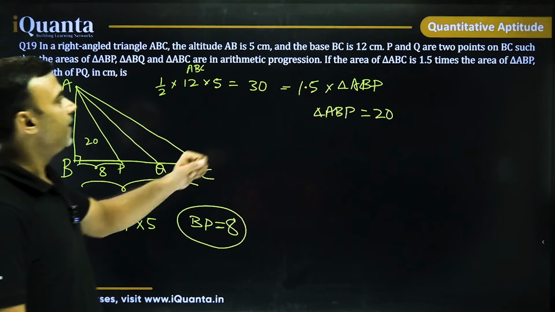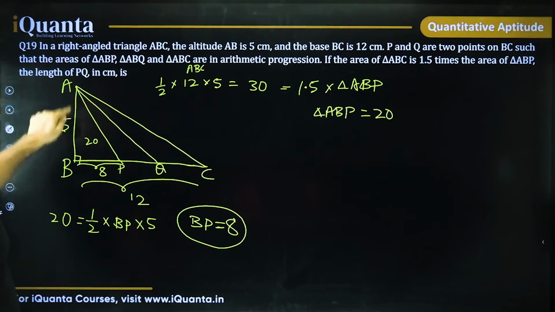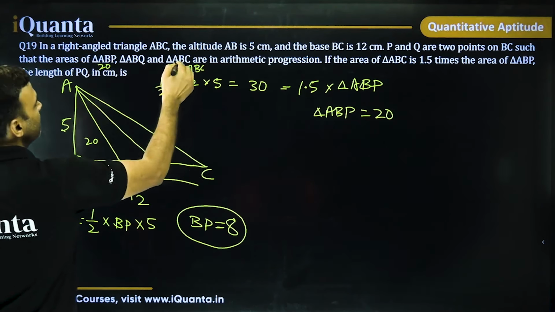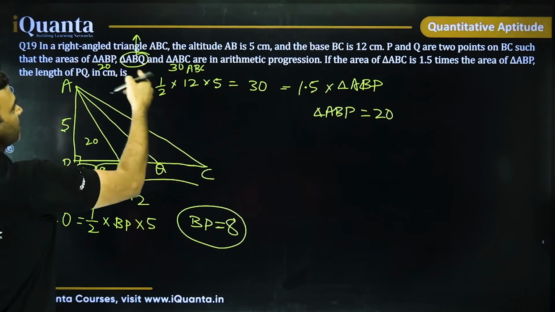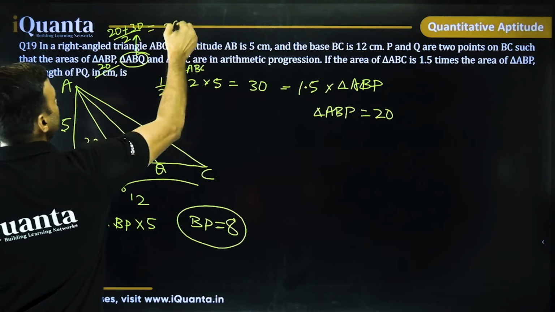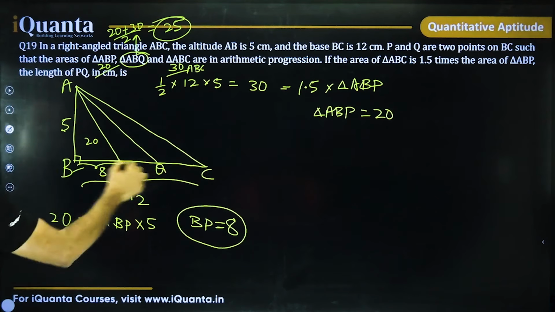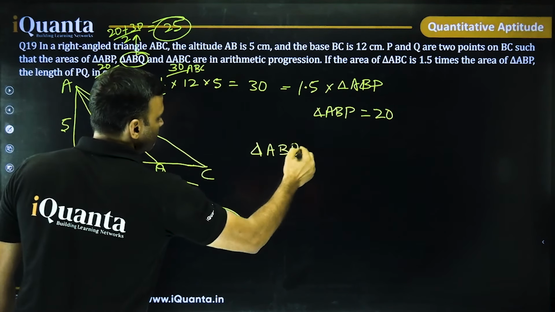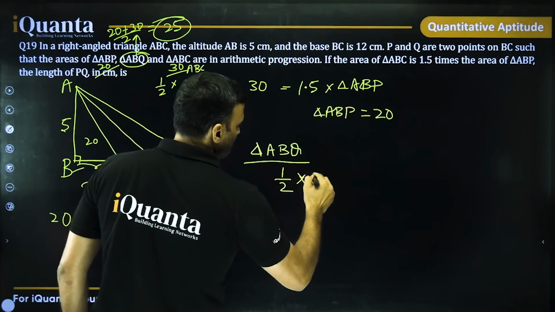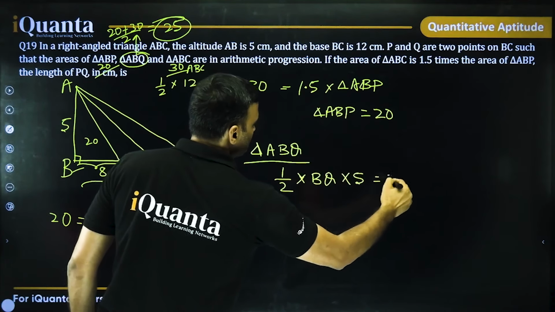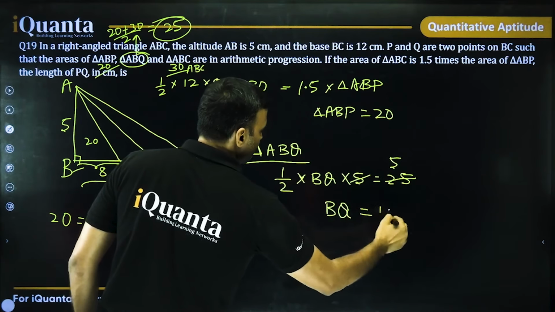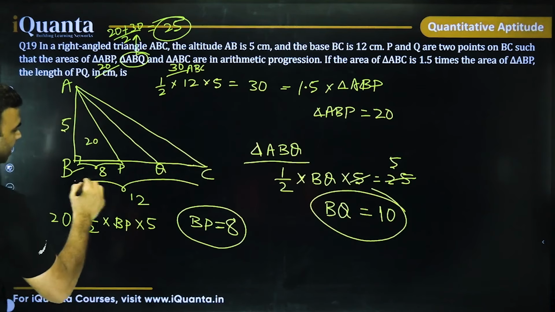There is another thing that we have to understand. The areas of triangle ABP and ABQ and ABC are in arithmetic progression. So we already have ABP 20, ABC 30. So triangle ABQ area, because it is arithmetic progression, will be the simple average of 20 and 30. So 20 plus 30 divided by 2, which is 25. Now look at the triangle ABQ. The area of that triangle will be half into base BQ into the height 5, and that should be equal to 25. So 5 cancels 25 5 times. We have BQ length equal to 5 into 2, that is 10. So BQ means this entire length is 10.